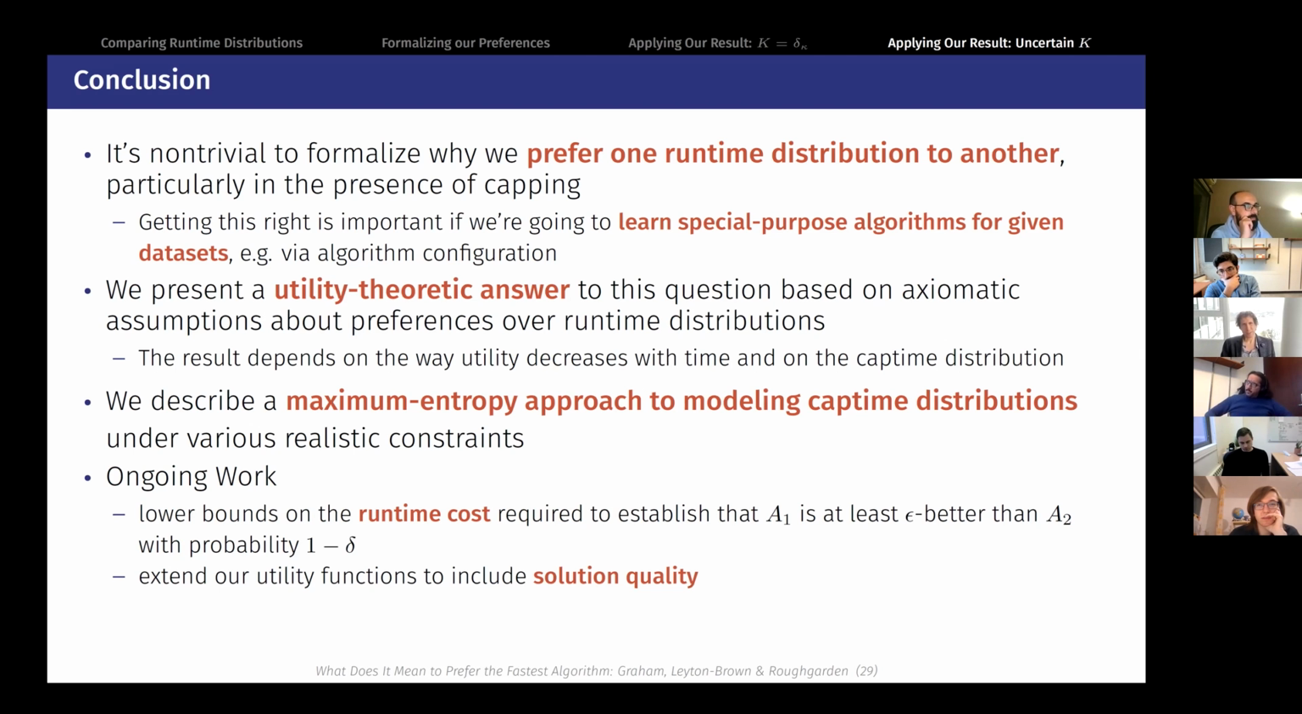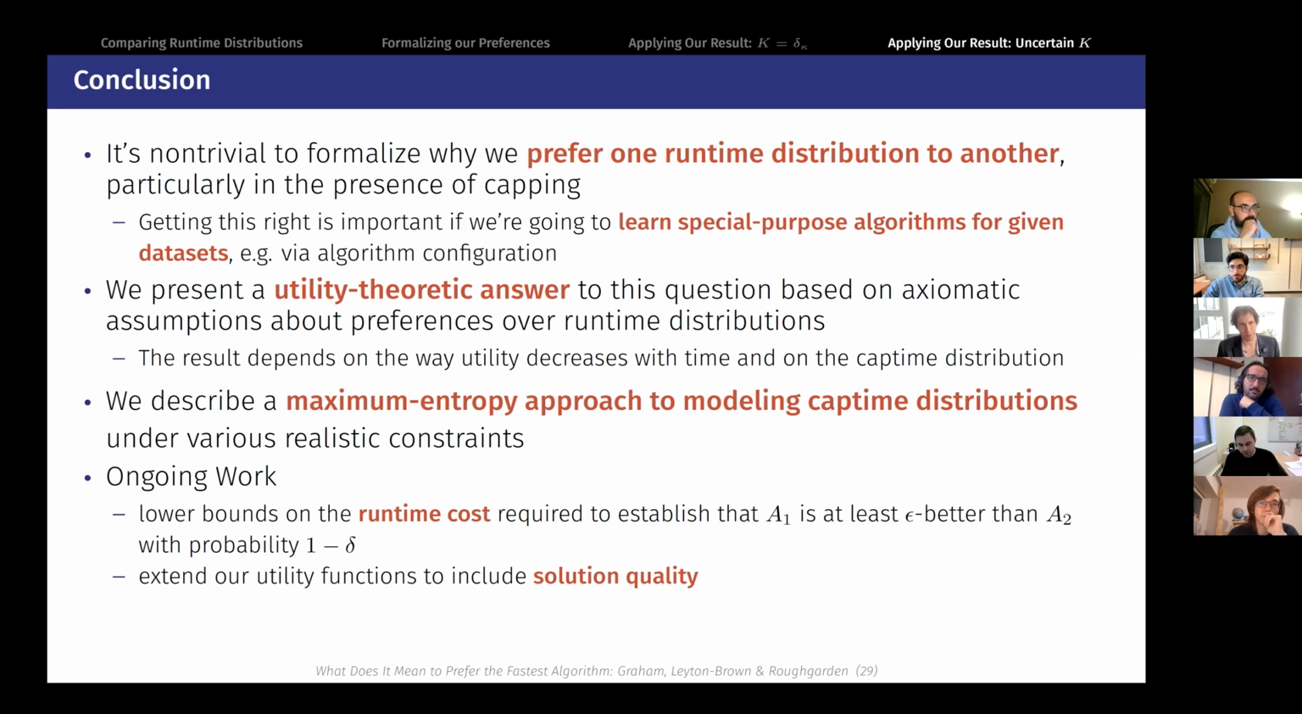And this might seem like a bit of a curiosity, which I think is why this paper has never been written before. But as we move to learning special purpose algorithms, where I'm not really looking at them and seeing whether I like the recommendation that I'm making, but I have some machine learning algorithm that's just optimizing over these scores in a black box kind of way, it might behave in a bit of a perverse way if we don't get this objective function right. So this paper presents a utility theoretic answer to this question based on making axiomatic assumptions about preferences over runtime distributions.